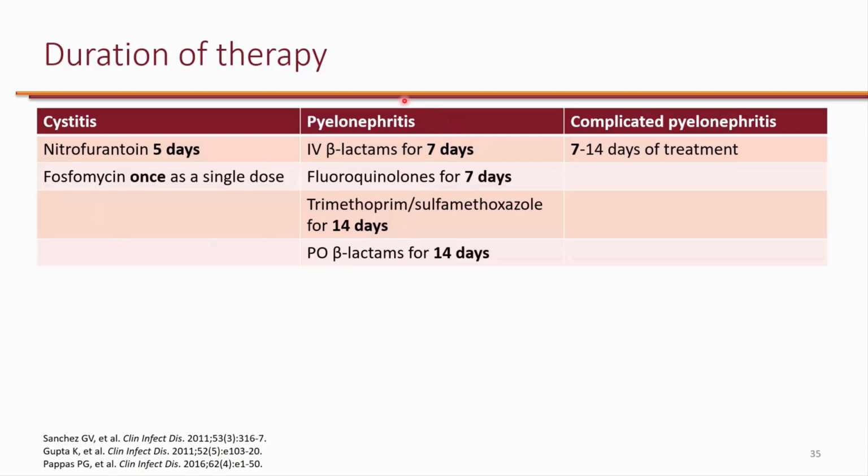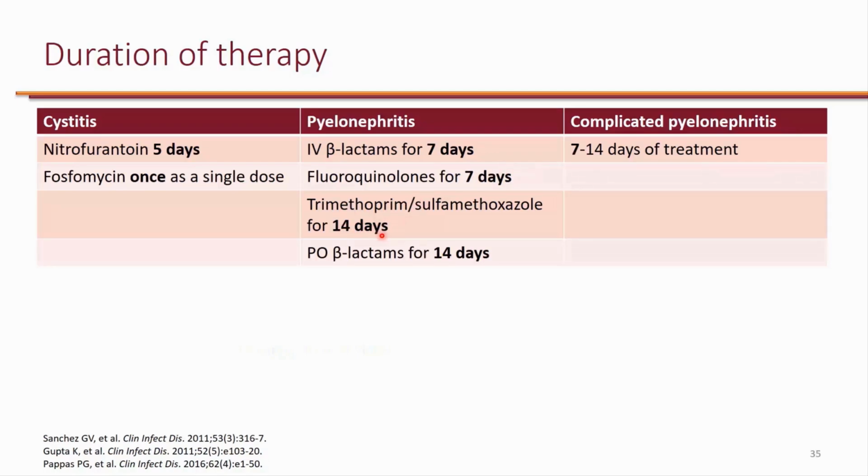For pyelonephritis with IV beta-lactams, total duration is 7 days. The same is true with fluoroquinolones, whether it's IV or PO. And that would be 7 days total. So let's say if someone got IV beta-lactam for the first 3 days, and then they were switched to a fluoroquinolone, then they just do 4 more days of fluoroquinolones, plus the 3 days of IV beta-lactam, to give you a total of 7 days.